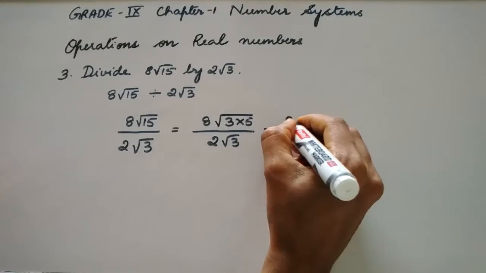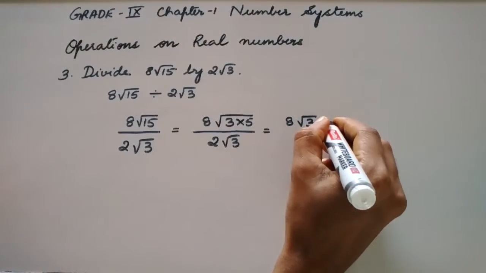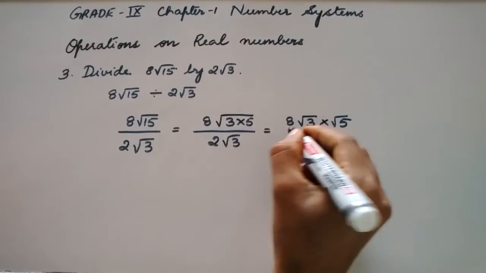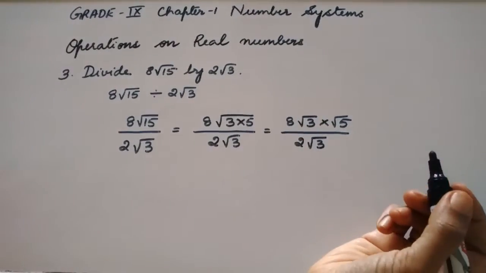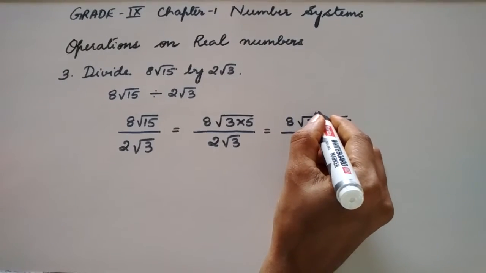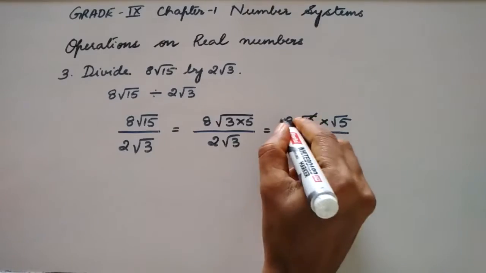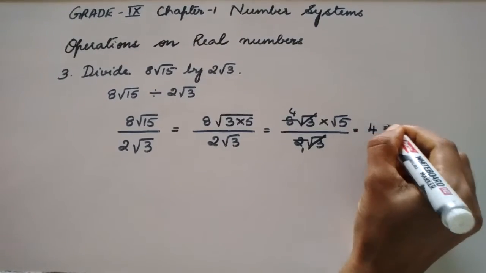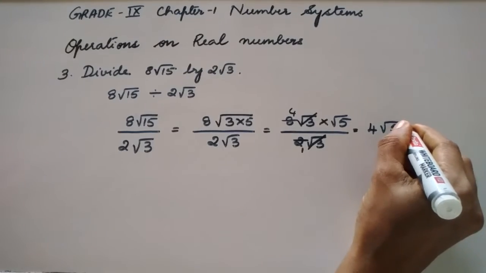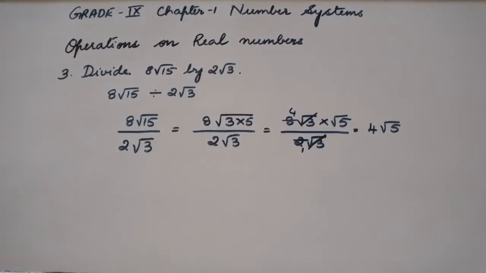Next, let us write this as 8 into √3 into √5 divided by 2√3. Here this √3 and √3 get cancelled. 2 fours are 8. So we are left with 4 into √5. So this is the quotient, 4√5. Is this clear, students?